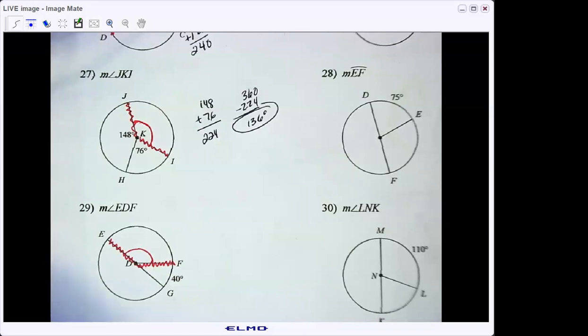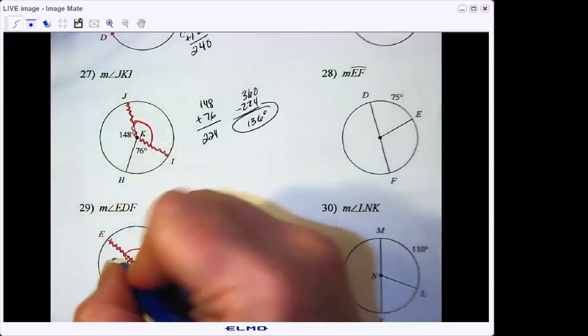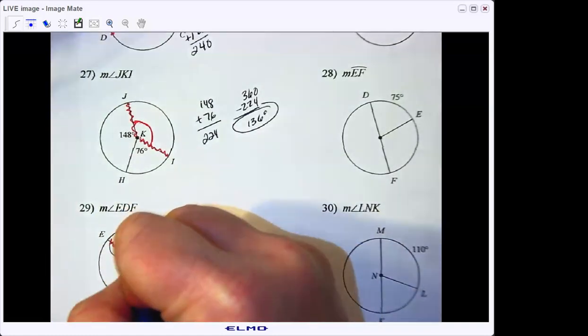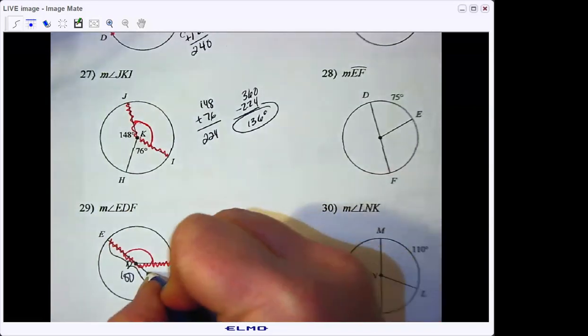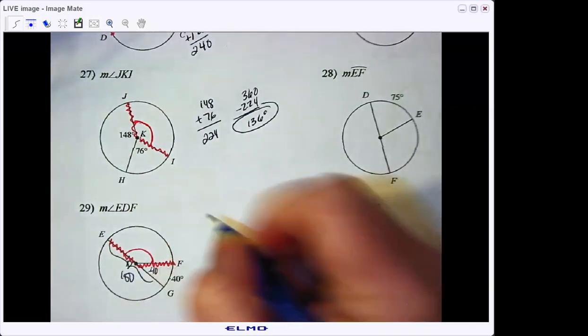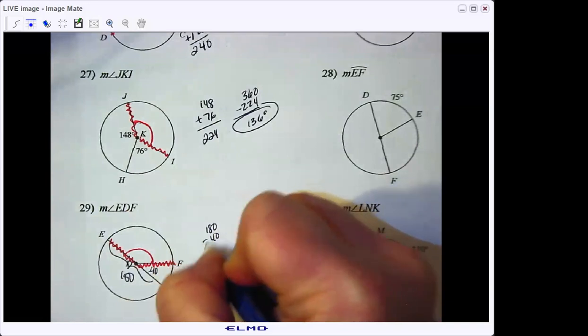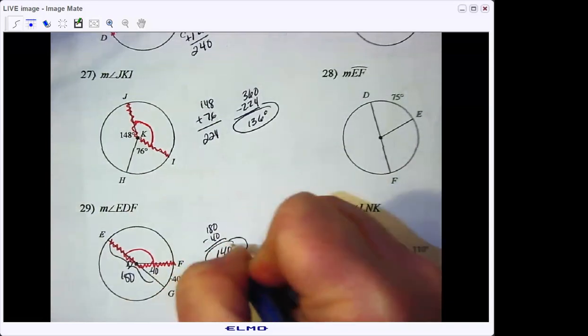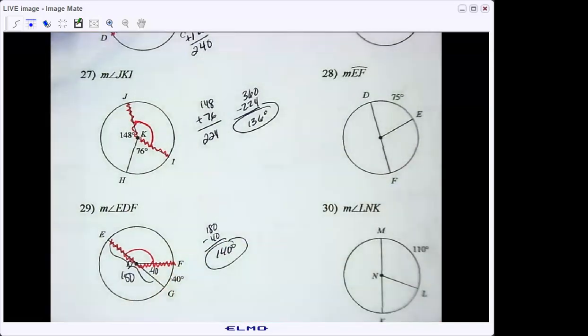Okay, because we know we have a diameter, this is 180. This angle will be equal to its arc. So 180 minus 40 is 140. And that's what you guys had in the chat box. That was awesome.